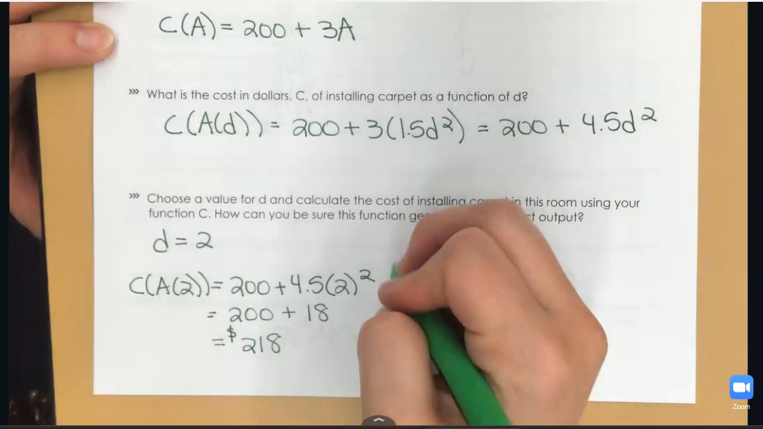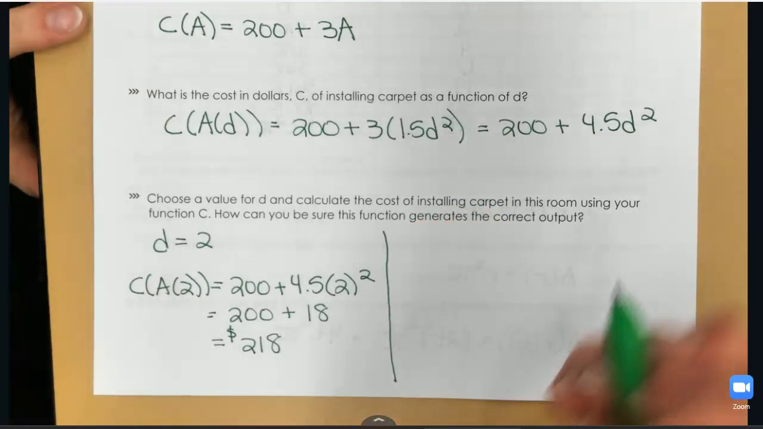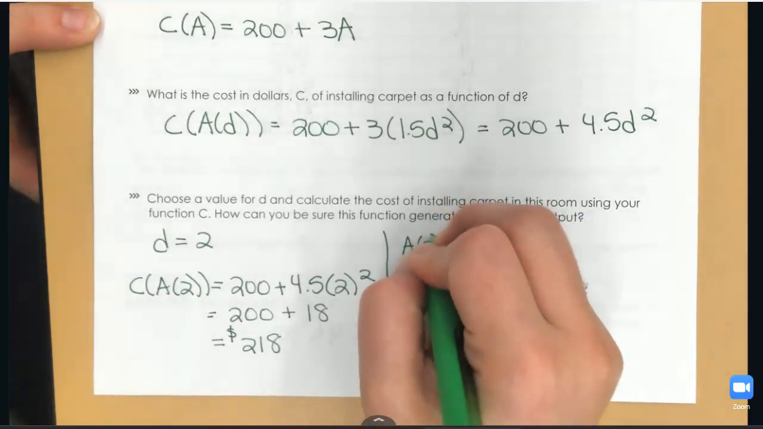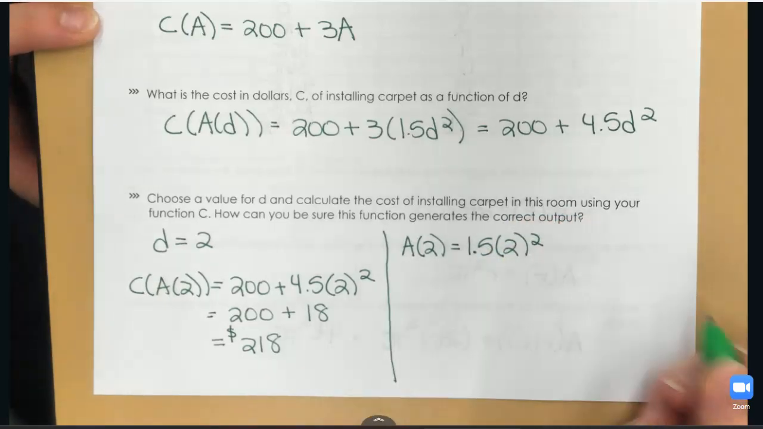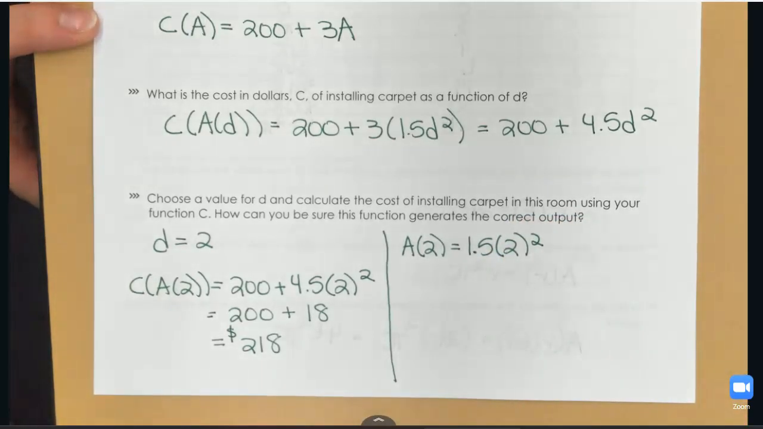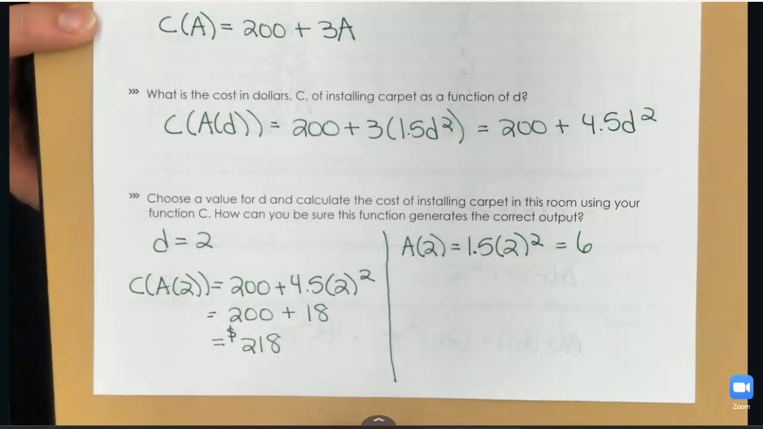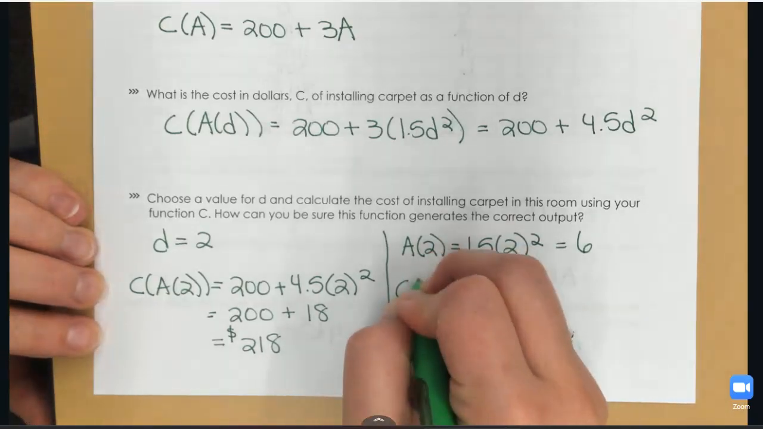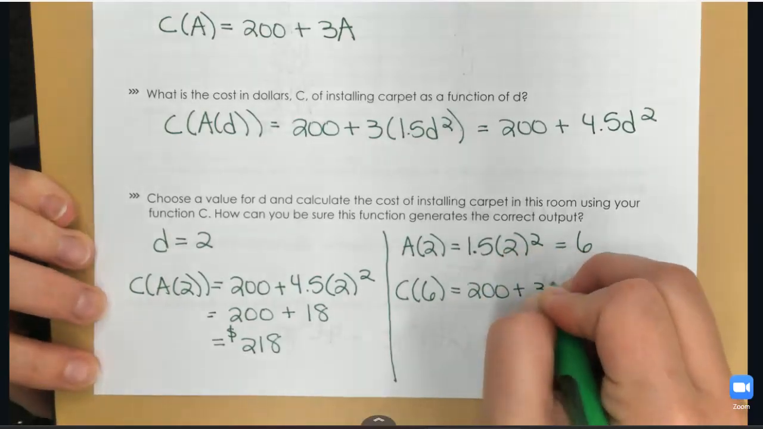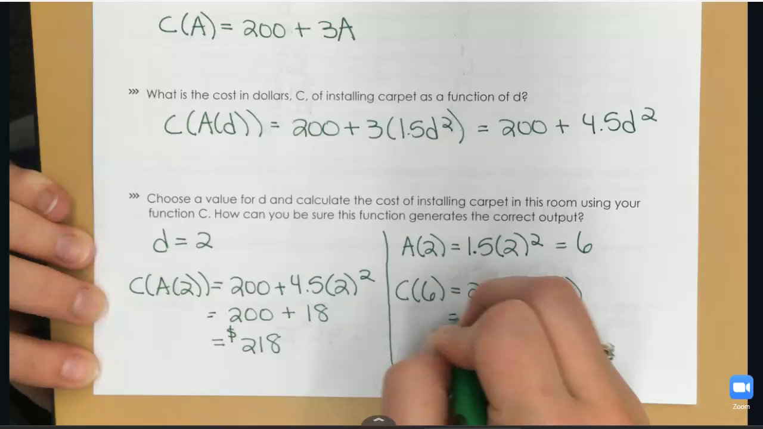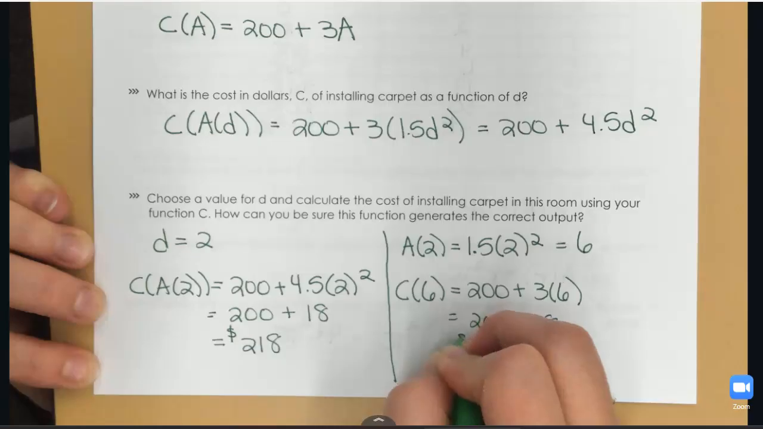Now, how can I be sure that this is generating the correct output? Well, I could go back to my two separate equations and first calculate the area with D being 2, and that would have been 1.5 times 2 squared. 2 squared is 4. 1.5 times 4 is 6. Now that I know the area is 6, I could plug that into my cost function and get 200 plus 3 times 6, which is 200 plus 18, which does generate the same output.